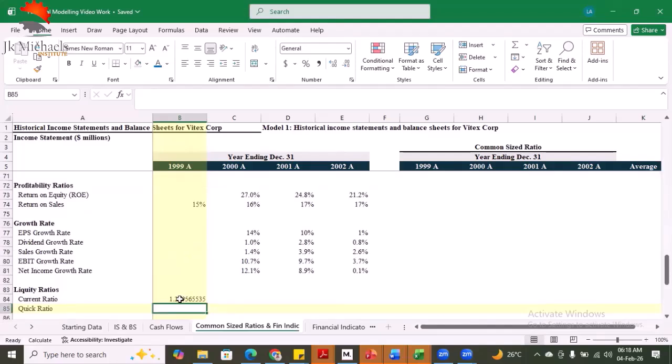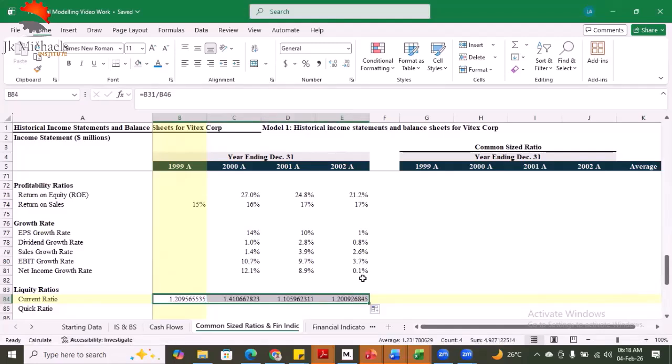Okay, so we have 1.2, which is not exactly bad. I'm going to turn this into the right decimal places after I'm done. Right, so you can see our current ratio seems to increase or improve up until the third and the fourth year, where we saw it pretty much stalled.